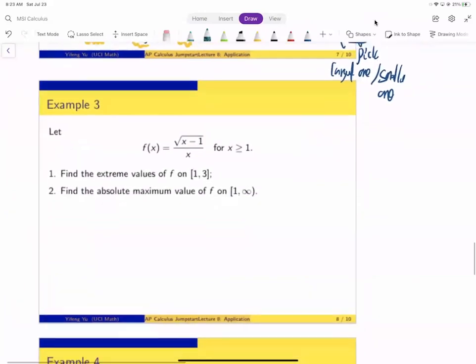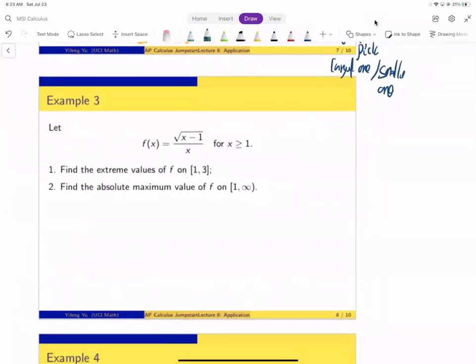All right, now let's look at example 3. We have f(x) equals this function. Let's find the extreme values of f on the interval 1 to 3. And then we find the absolute maximum value of f on the whole interval from 1 to infinity. All right, so let's just apply this. Let's take the derivative.